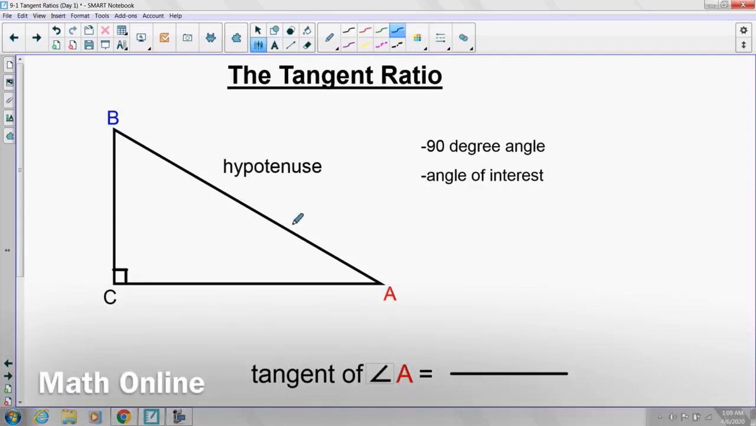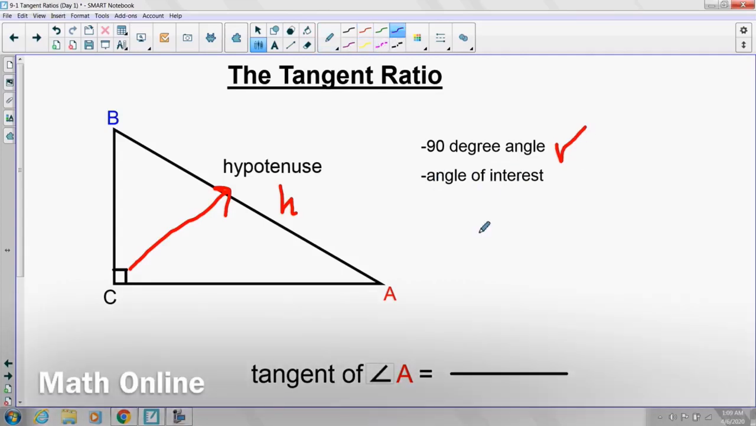So the longest side of a right triangle is called the hypotenuse. Okay, so you will always find the hypotenuse across the 90-degree angle. Okay, so there's hypotenuse. I'm going to abbreviate with little h from here on. So across the 90-degree angle, you will always find the hypotenuse. Now, that's the first one. Boom, check. Second one is the angle of interest.